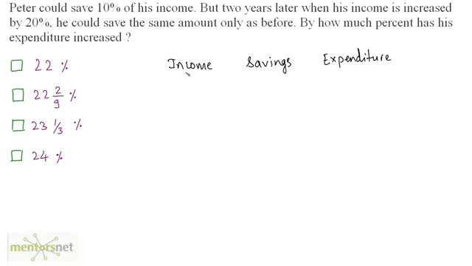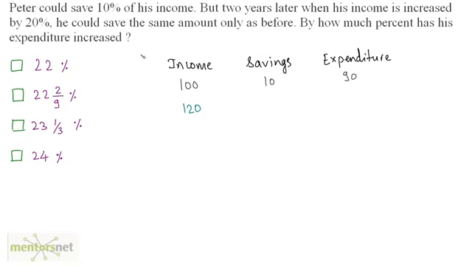Now, let us consider that the income of Peter is 100, just for the sake of simplicity. And it is said that he could save 10% of his income. So the savings are 10, which means that if the income is 100 and the savings are 10, the expenditure is 90. Income minus savings always gives you expenses. Next, Peter's salary is increased after 2 years by 20%. So 100 will increase by 20%, so it will be 120.